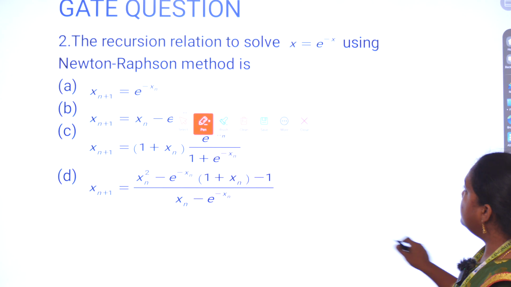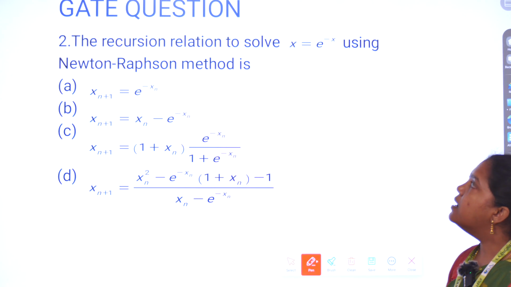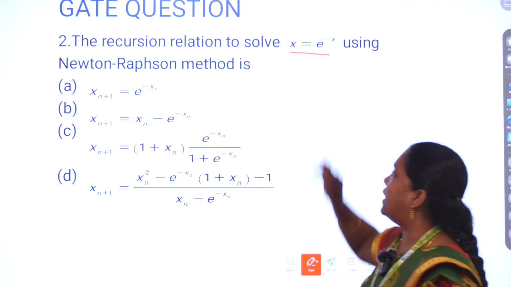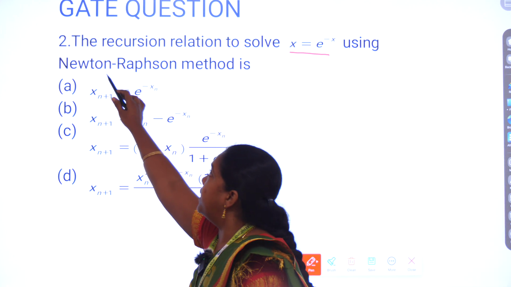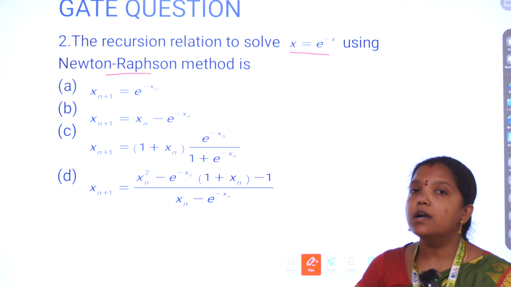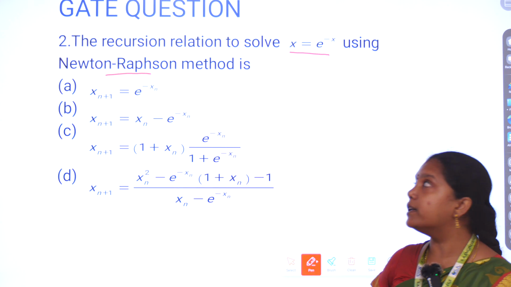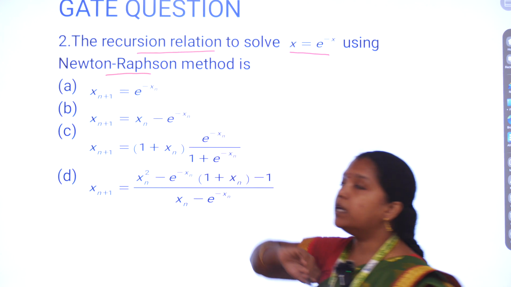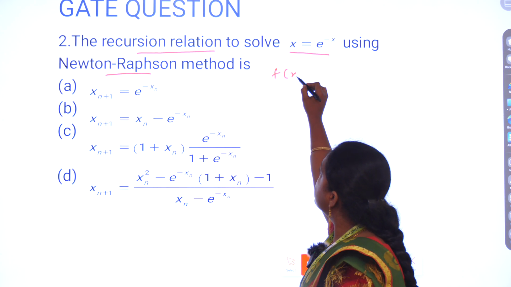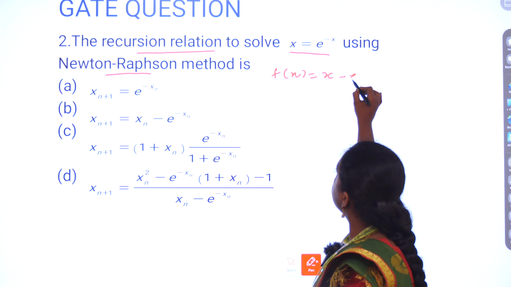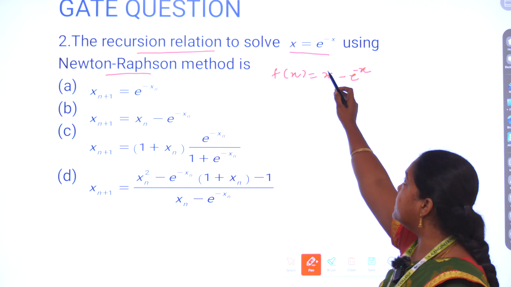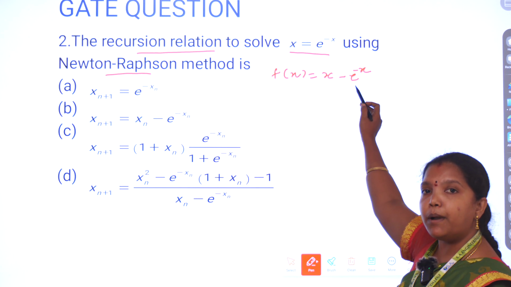We're moving to the next one. The recurrence relation to solve x equal to e power minus x using the Newton-Raphson method. Here in the previous case they asked us to find the next approximation root, but in this case they ask us to find the recurrence relation using the Newton-Raphson method. So what is given in the problem? We consider the given equation to be f of x, and I rewrite that equation as f of x equal to x minus e power minus x.